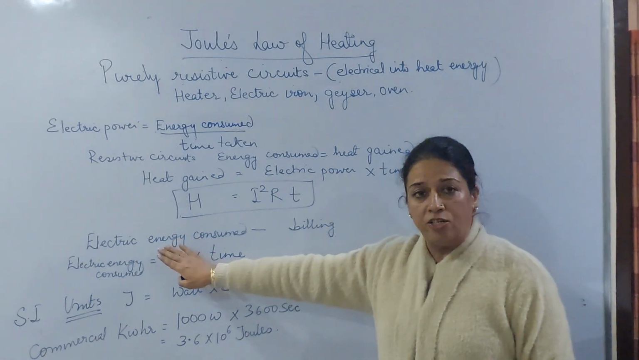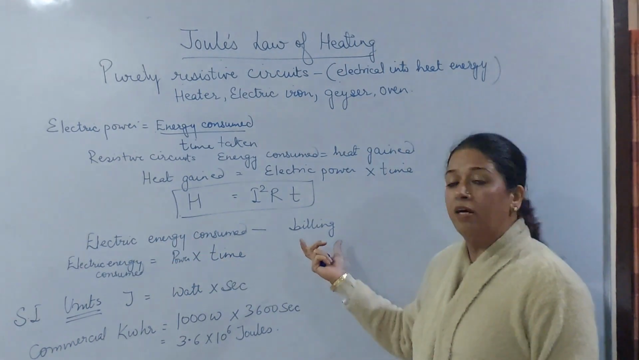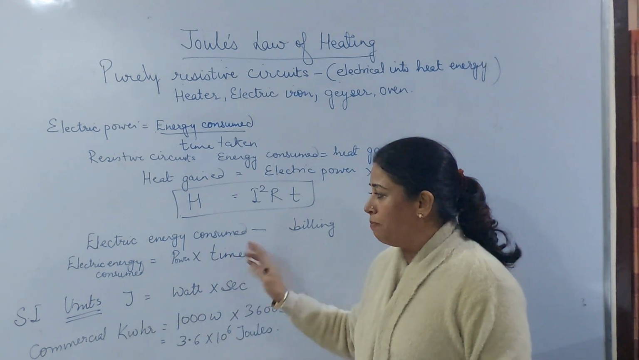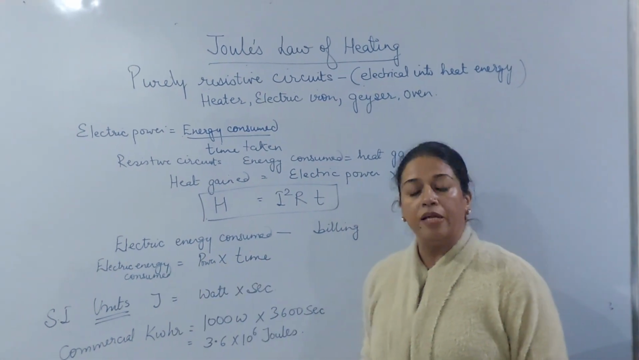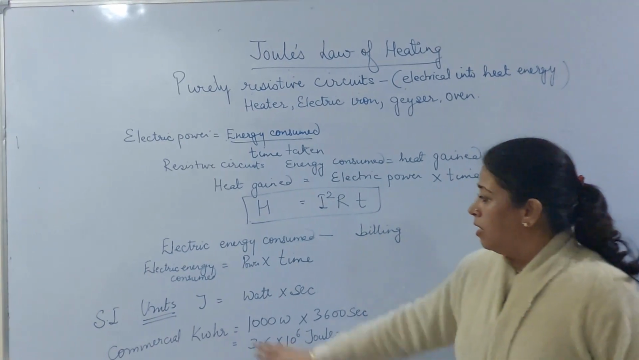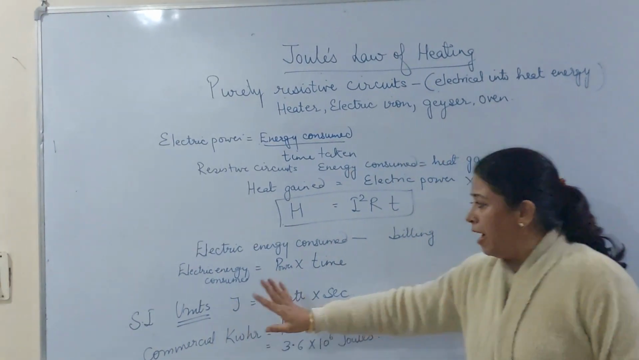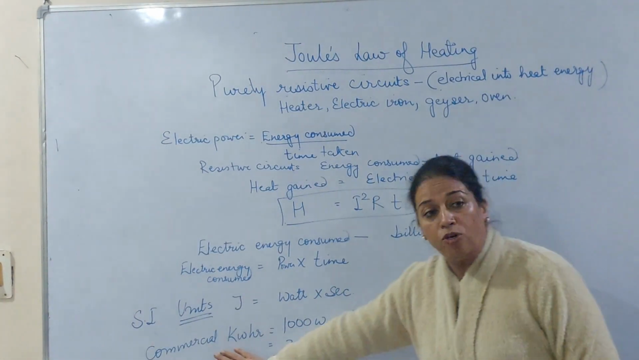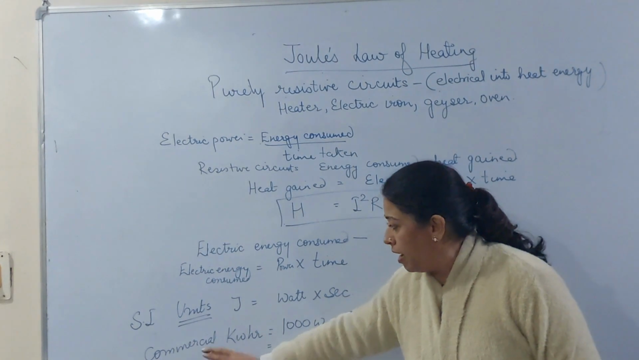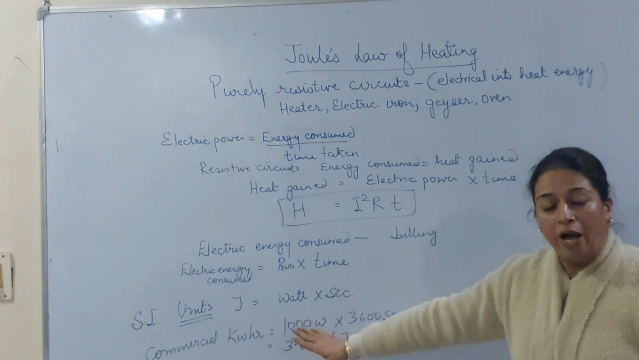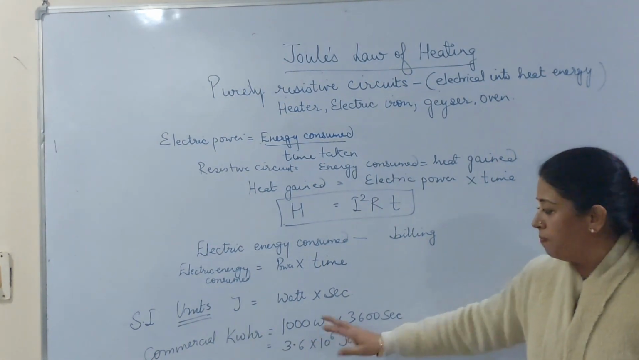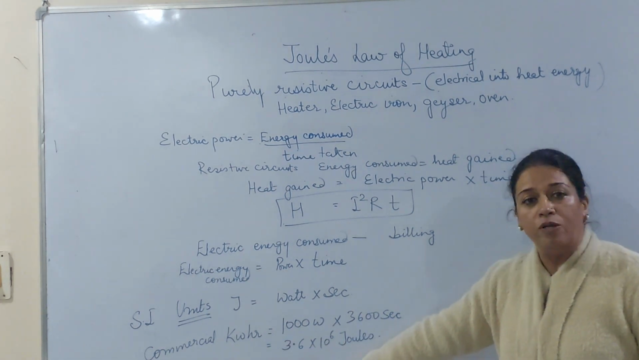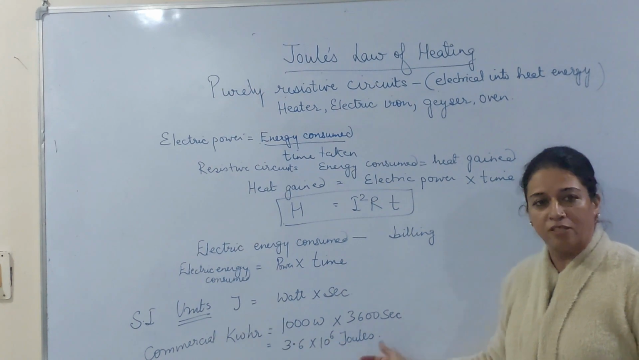And electrical energy that we consume is used for billing purposes, and for that the formula would be power multiplied by time. Whenever we are calculating the energy consumed in SI units, it is measured in joule, and power would be in watt and the time would be taken in seconds. But when we are talking about the commercial unit of energy, it is kilowatt hour, and 1 kilowatt equals 1000 watts and 1 hour will equal 3600 seconds. So 1 kilowatt hour would equal 3.6 into 10 raised to the power 6 joules.